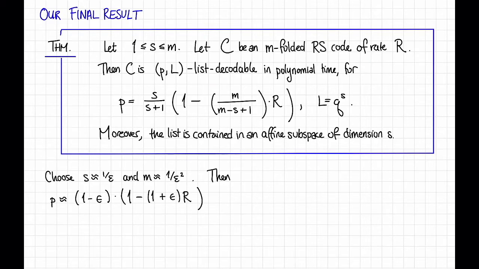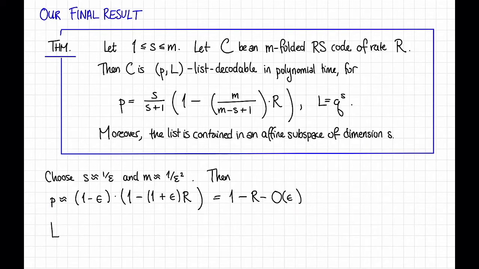That's because if we let s be 1 over epsilon, then this is approximately 1 minus epsilon, just by the Taylor expansion. And similarly, this is also going to be approximately 1 plus epsilon, again looking at the Taylor expansion. So for small enough epsilon, p is about equal to this. But then this is equal to 1 minus the rate minus some big O of epsilon term. So that's looking pretty good. That means that the list decoding radius p can approach the list decoding capacity theorem 1 minus R, as we let epsilon get smaller and smaller.